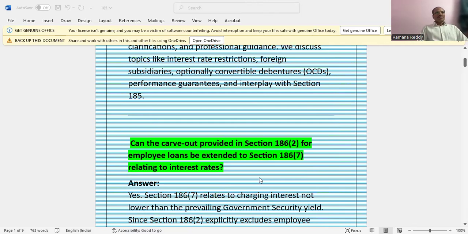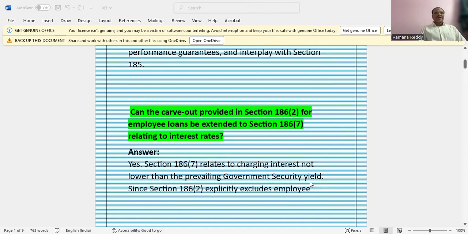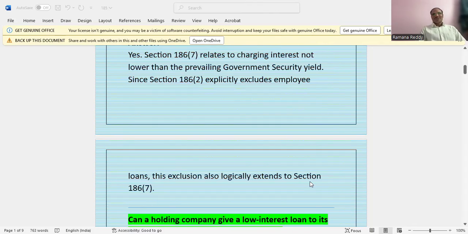Can the carve-out provided in Section 186, subsection 2 for employee loans be extended to Section 186, subsection 7 relating to interest rates? The answer is yes. Section 186, subsection 7 relates to charging interest not lower than the prevailing government security yield. Since 186, subsection 2 explicitly excludes employees' loans, this exclusion also logically extends to Section 186, subsection 7.